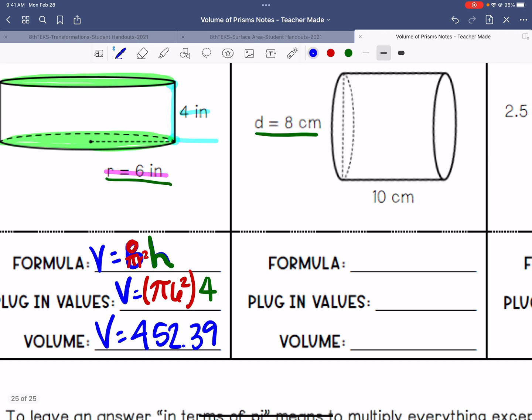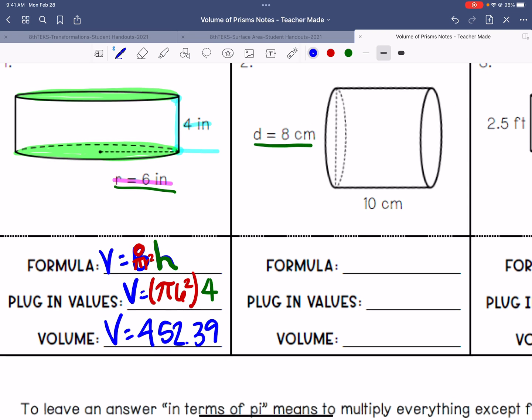I'm gonna set up the formula, and then you are going to plug in the values, and so on and so forth. Okay, so first things first, identify your base. There's 1, there's 2. Always circles.